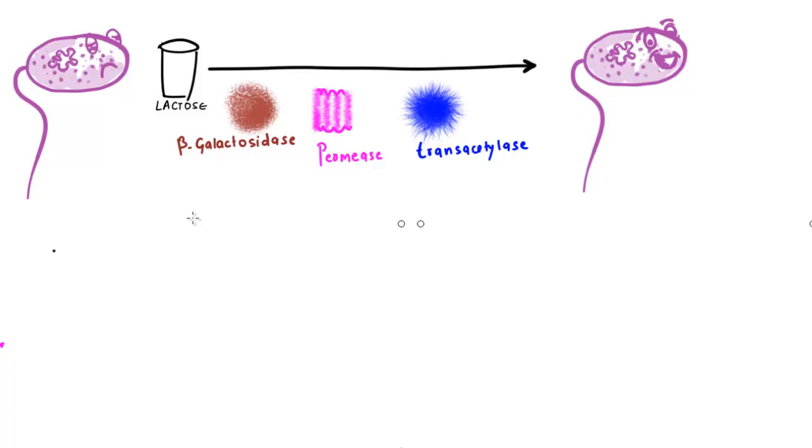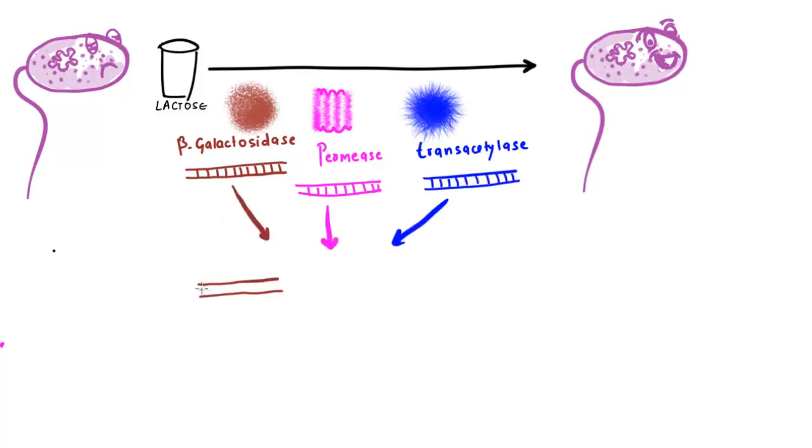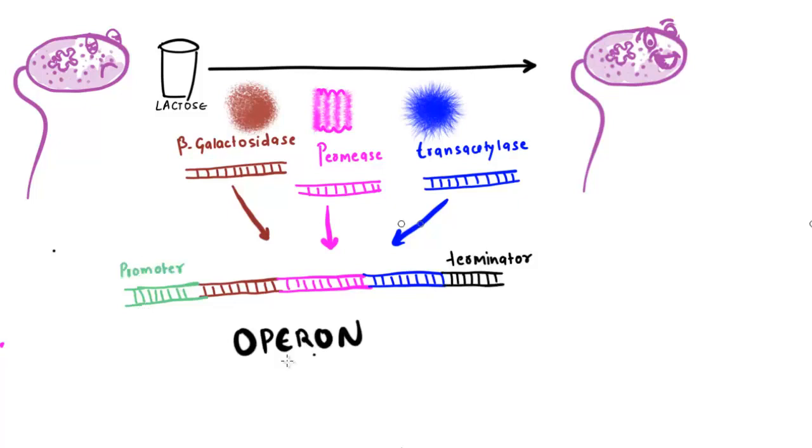What bacteria can do is take the respective genes of each enzyme and place them adjacent to each other under one promoter and one terminator. And this is nothing but an operon. There can be several regulatory sequences in an operon. The very first is the promoter.